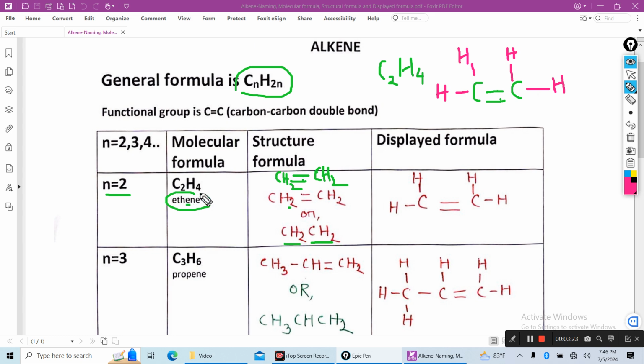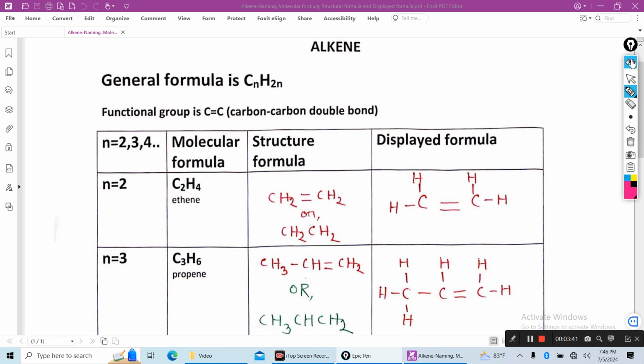Molecular formula C2H4. Structural formula CH2 double bond CH2, and this is the displayed formula. Displayed formula means you will show all bonds present in the molecule.